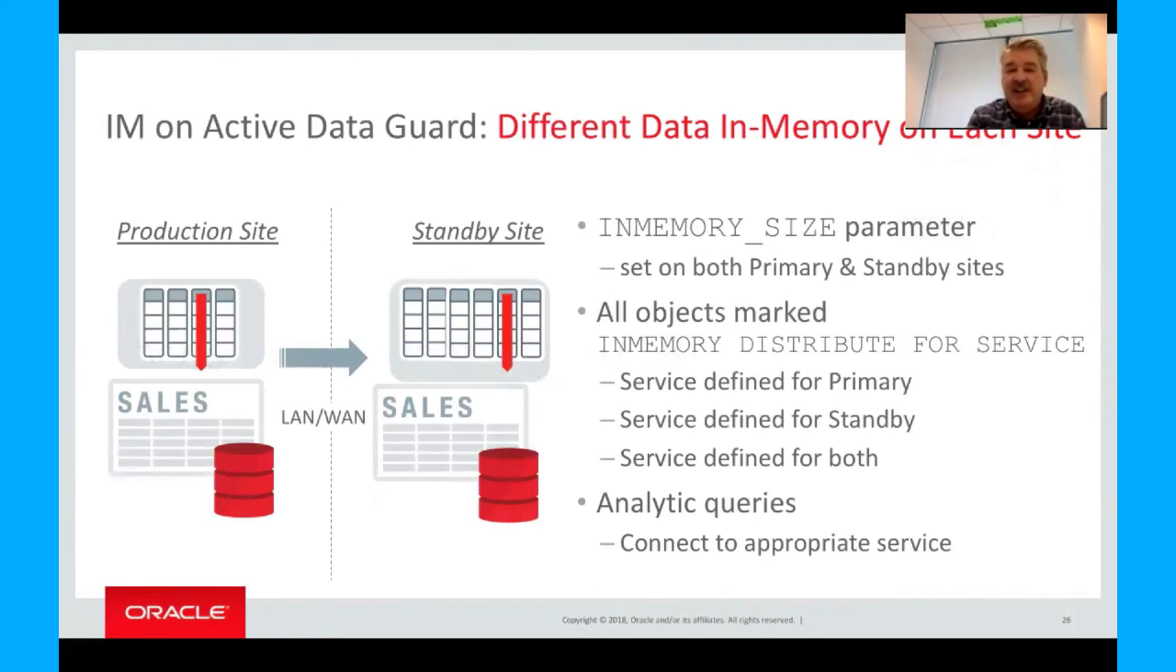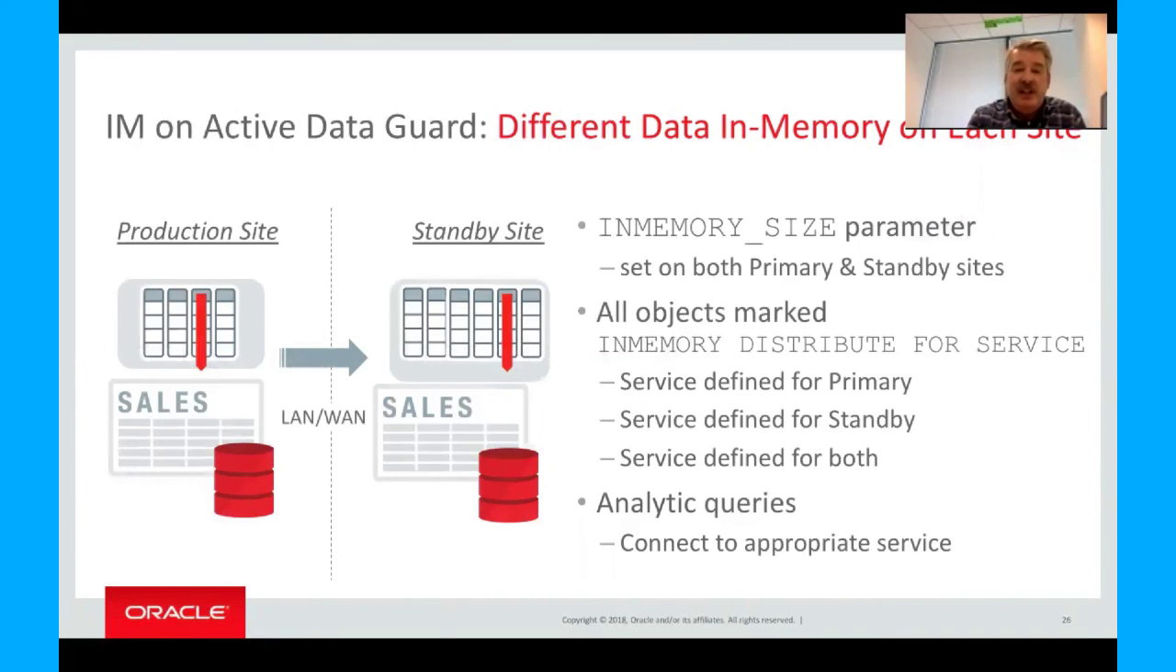And what that allowed us to do, whereas in 12.1 you kind of had to play around with services to enable different applications and population to occur when you wanted a subset of nodes. But in 12.2, we actually created the DISTRIBUTE FOR SERVICE clause to support Active Data Guard. So now in 12.2, we support Active Data Guard, and you can identify objects you want to populate either on both the primary and standby, or just the primary or just the standby.